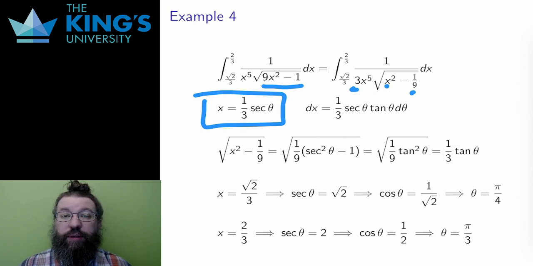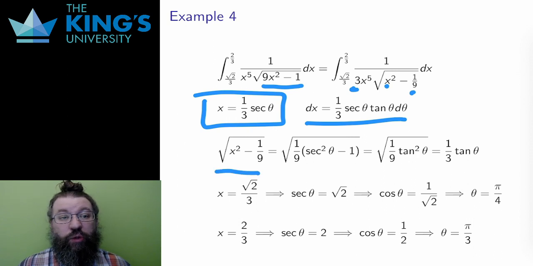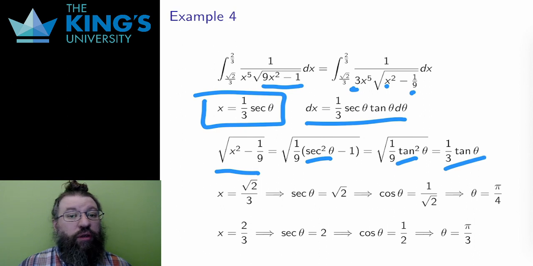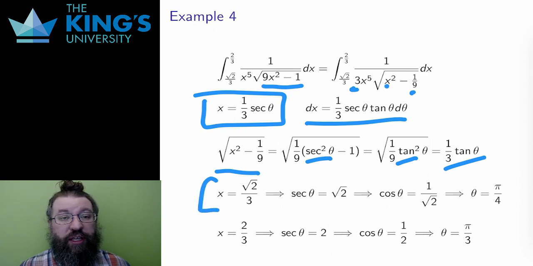Then I use the secant substitution, which is x equals 1 third secant theta, so dx equals 1 third secant theta tan theta d theta. The term in the square root becomes 1 third tan theta, using the secant and tangent trig identity to replace secant squared theta minus 1 with tan squared theta. Then I also need the bounds. Here again, I have to do some solving to figure out how the bounds change.